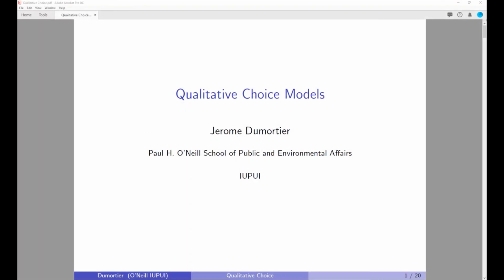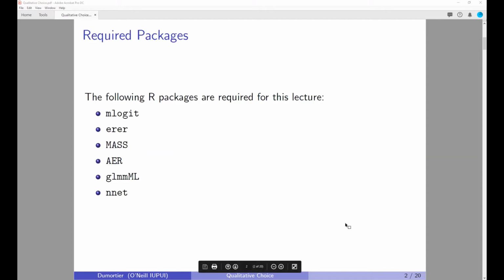Hello everyone. The topic of today's lecture is qualitative choice models. For this lecture, you will need certain R packages that you will need to install and activate before using in this lecture.